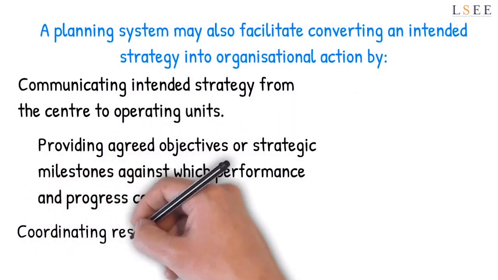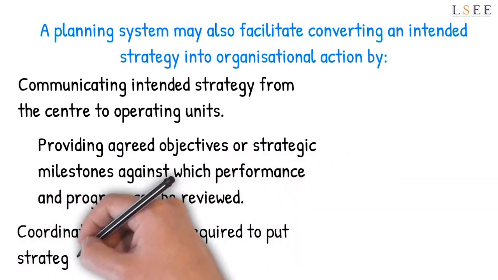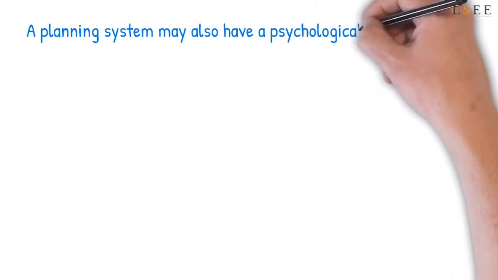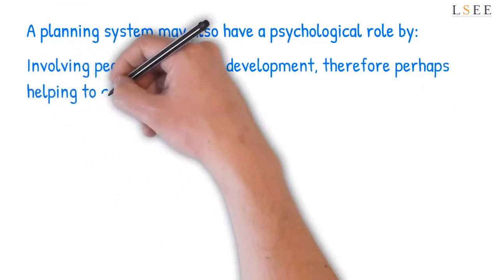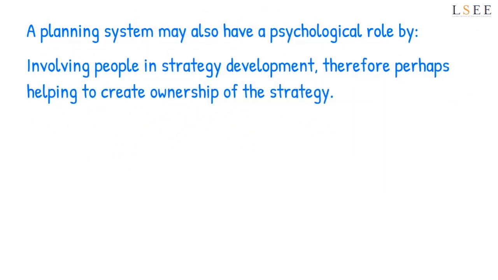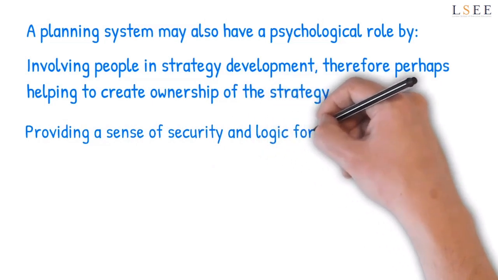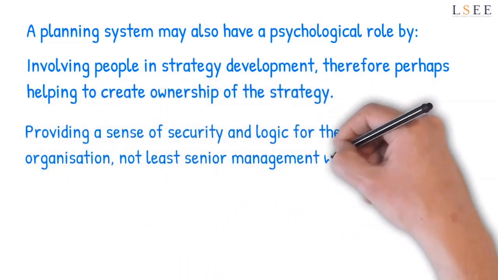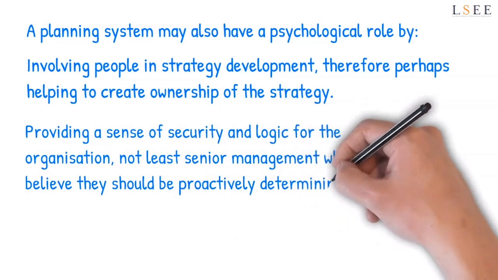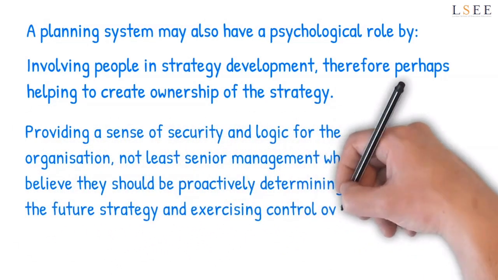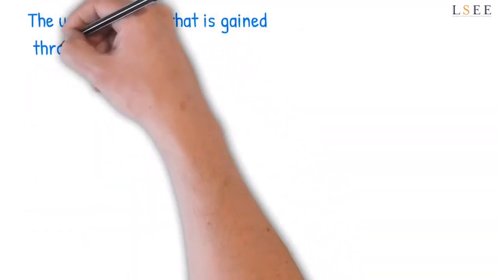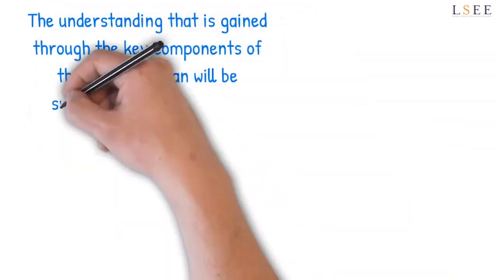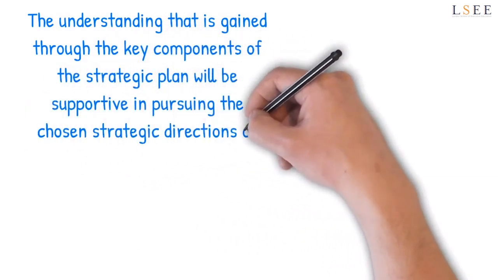A planning system may also have a psychological role by involving people in strategy development, therefore perhaps helping to create ownership of the strategy. Providing a sense of security and logic for the organization, not least senior management who believe they should be proactively determining the future strategy and exercising control over the destiny of the organization. The understanding that is gained through the key components of the strategic plan will be supportive in pursuing the chosen strategic directions of the organization, such as product development, market penetration, and diversification.